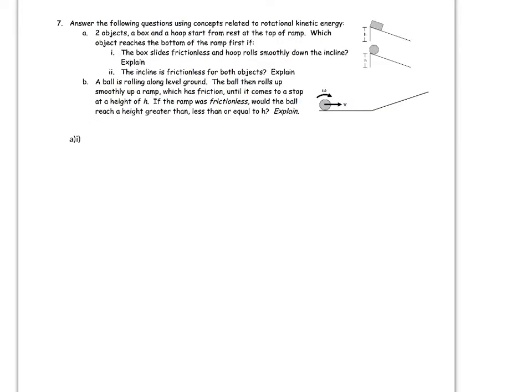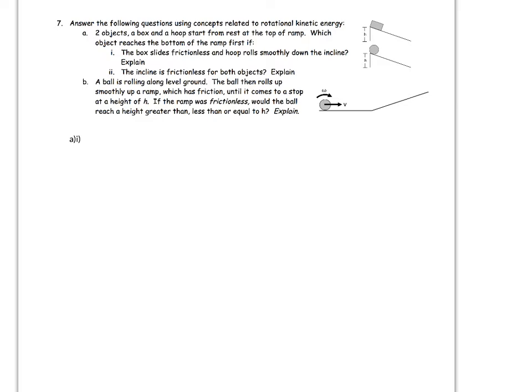For this next one, we have 2 conceptual questions related to rotational kinetic energy. So in the first one, we have 2 objects, a box and a hoop, that start from rest at the top of a ramp. We want to know which one reaches the bottom of the ramp first, if the box slides frictionlessly down the ramp while the hoop rolls down the ramp, or if the incline is frictionless for both objects.